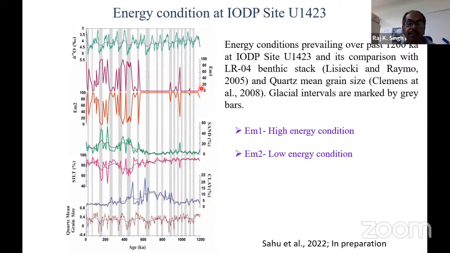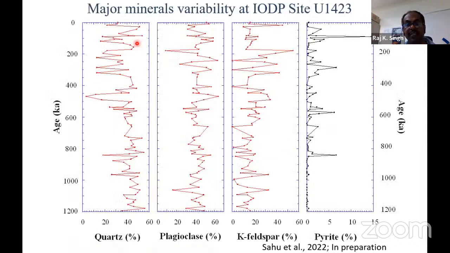So we suggest that it was almost stable, with very low energy conditions up to the MPT, and after that there were frequent changes. There is also an increase in the sand size percentage and a decrease in the clay percentage, which matches quite well with the quartz mean grain size. So we are suggesting that the East Asian winter monsoon became stronger after this MPT in the Japan Sea, influenced by the glacial interglacial cycles. To further confirm this, we did semi-quantitative mineralogical analysis.